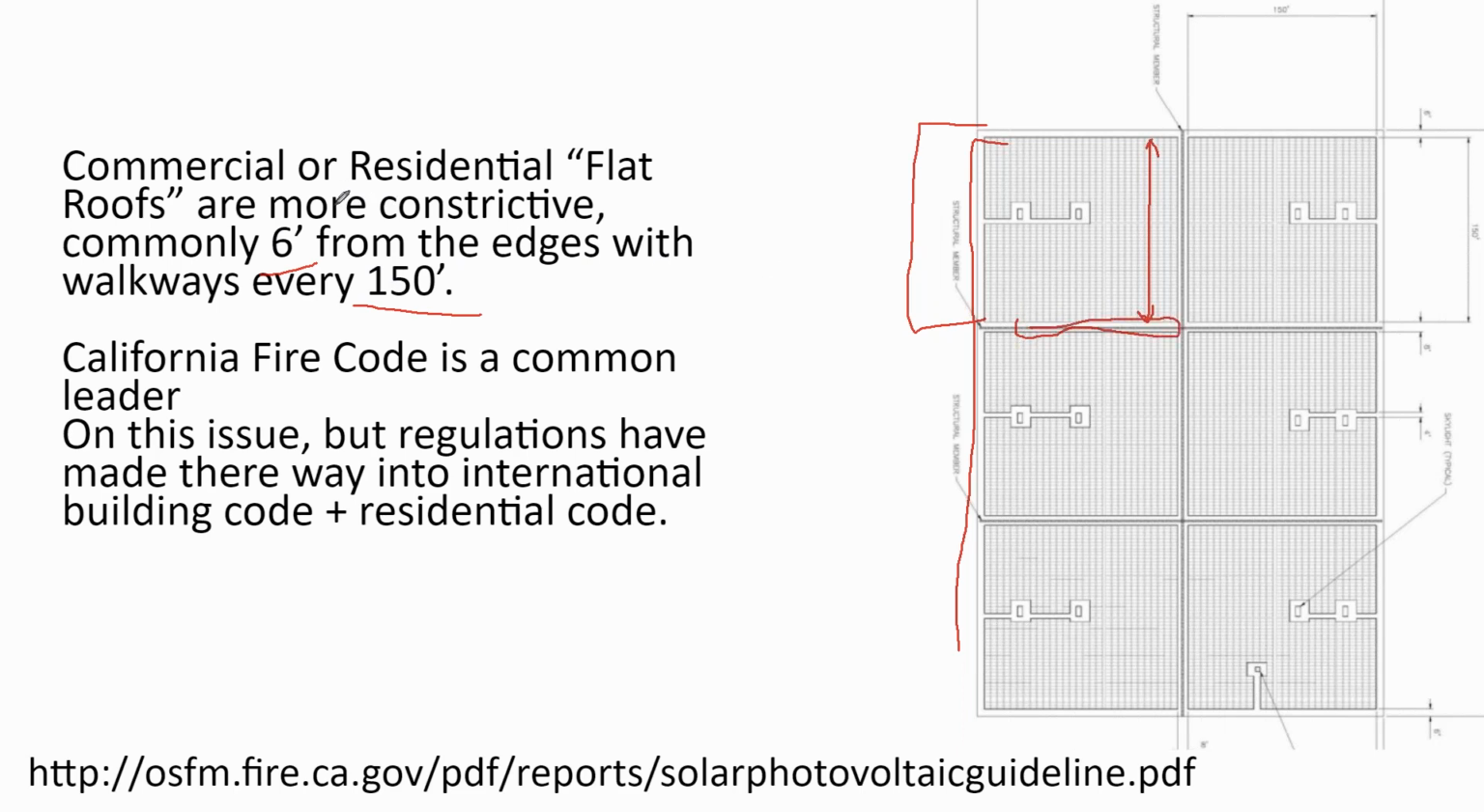No, it's every 100 feet. It's 6 feet away from the edges of the roof. The actual walkway itself has to be 8 feet, with some exceptions that are not very fun exceptions. So every 150 feet, you need an 8-foot walkway. You've got to stay 6 feet off the edges of the roof.